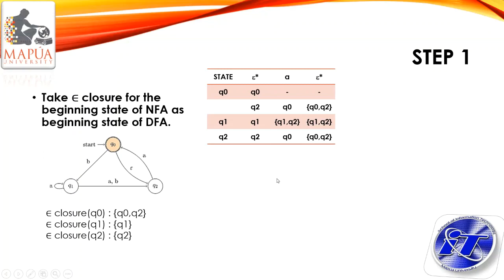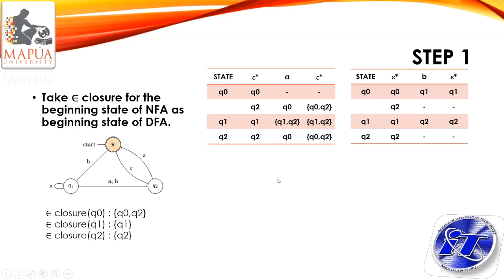So proceed with input B. Again, consider Q0. Q0, if it's B, will go to Q1, and the Q1 closure is just Q1. But in Q2, there's no path for B, so dash dash. And at Q1, if it's B, it will go to Q2, and the Q2 closure is just Q2. And at B, Q2 again has no path. So this is the final transition table of this NFA.